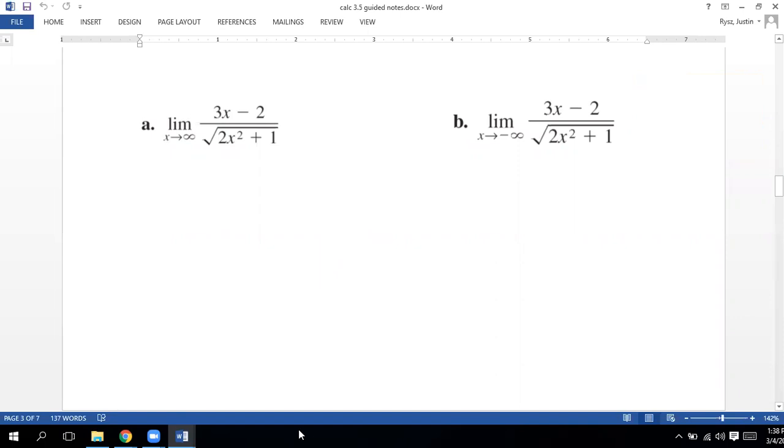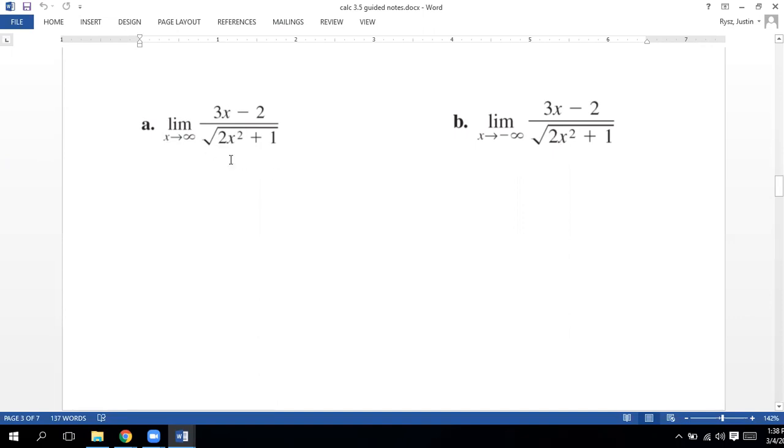Remember, when we evaluate limits, we're checking to see where the higher degree is. Is it higher on the top, which means it goes towards infinity or negative infinity? It does not exist. Or is it higher on the bottom, which means it goes towards zero? Or are they the same, which means it's going to be the ratio of the leading coefficients. So if we actually look at these problems here, you see an x on the top and an x squared on the bottom.